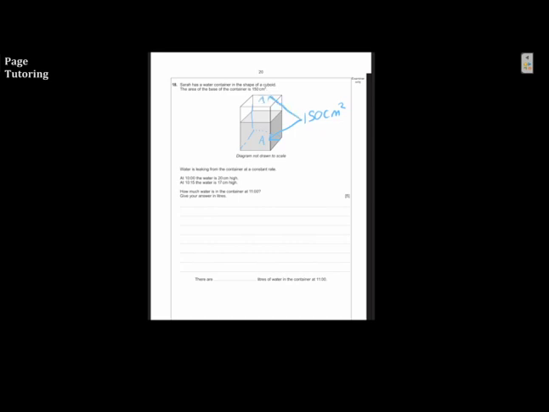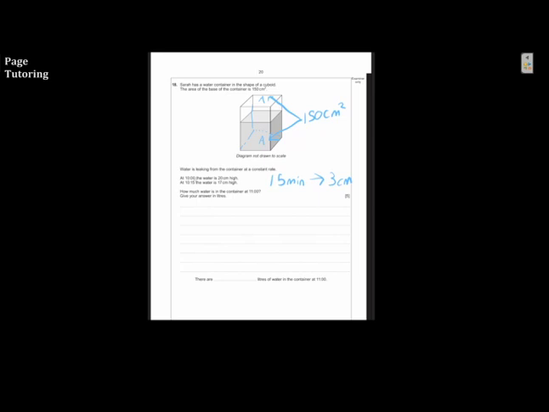Water's leaking from the container at a constant rate. Okay, so at 10 o'clock, the water is 20 centimeters high. At 10:15, the water's 17 centimeters high. So in 15 minutes, it's lost 3 centimeters. How much water is in the container at 11?